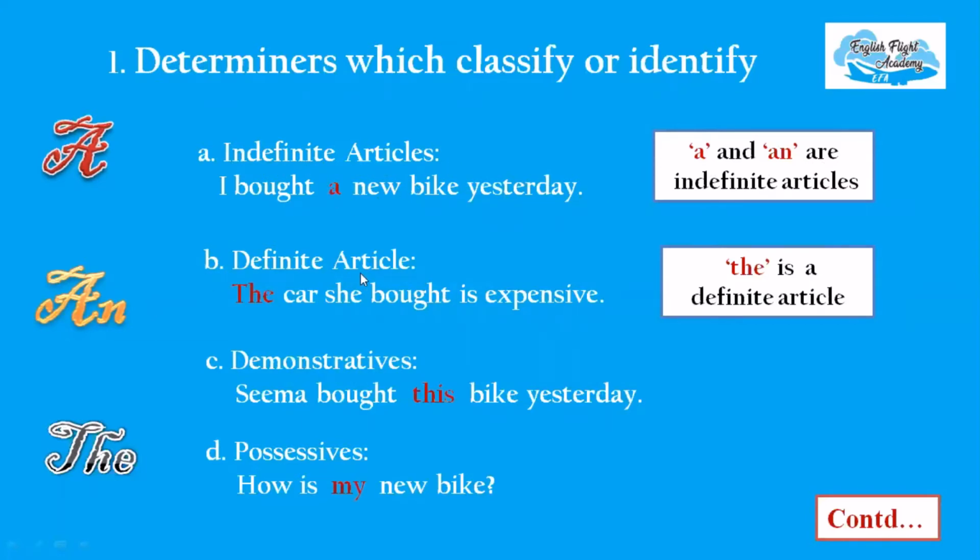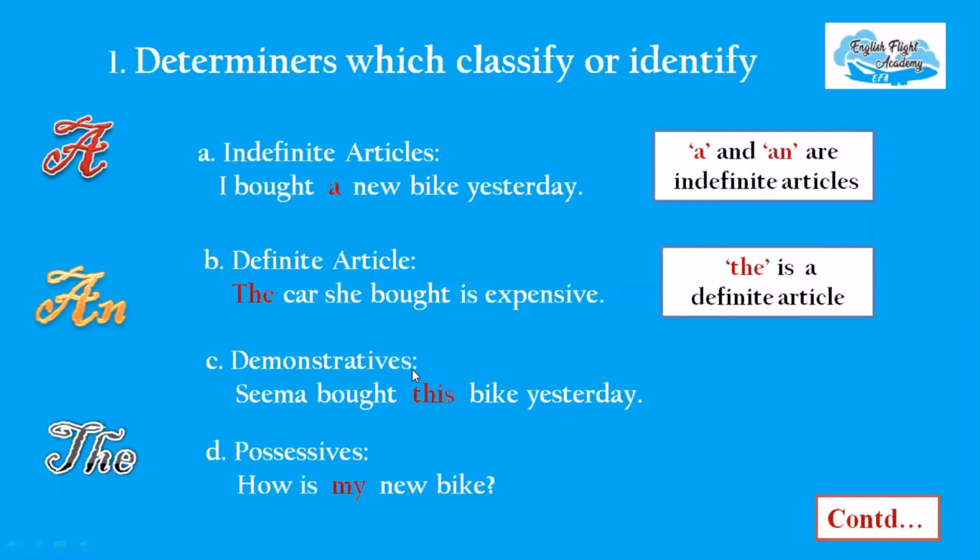The second one is definite article. The car she bought is expensive. So the is a definite article there, right? I'm describing you about a particular car. The car, the, right? So particular car.